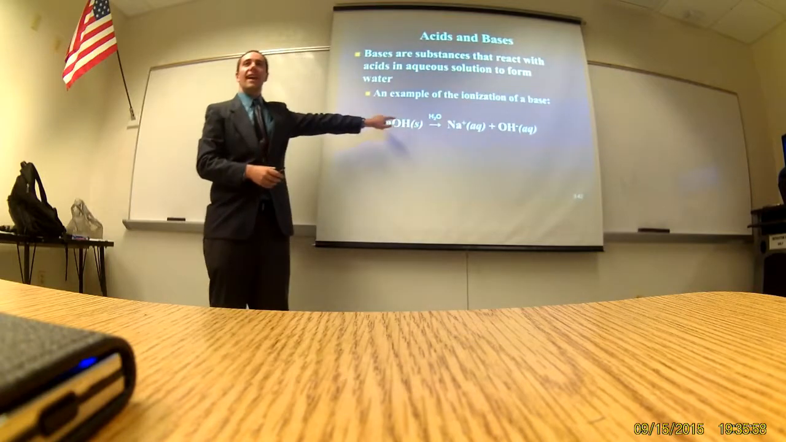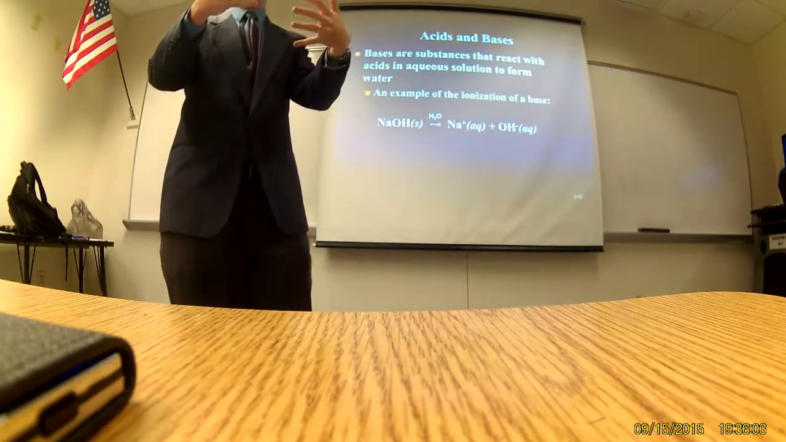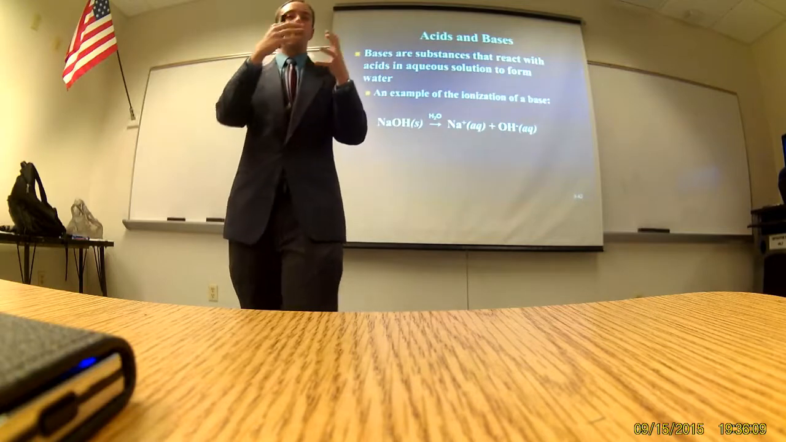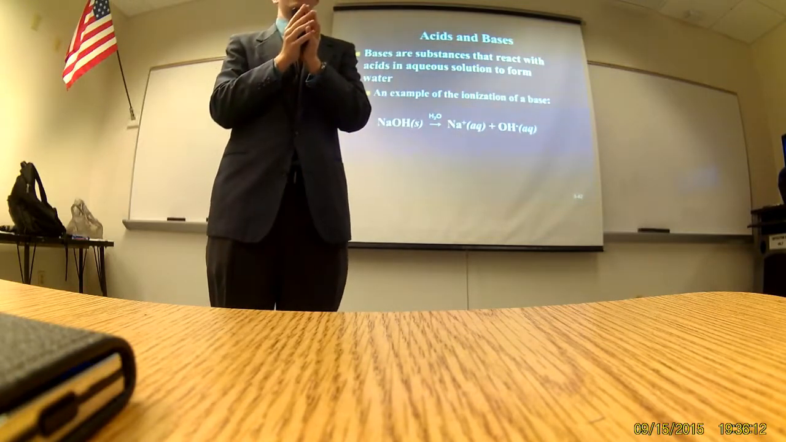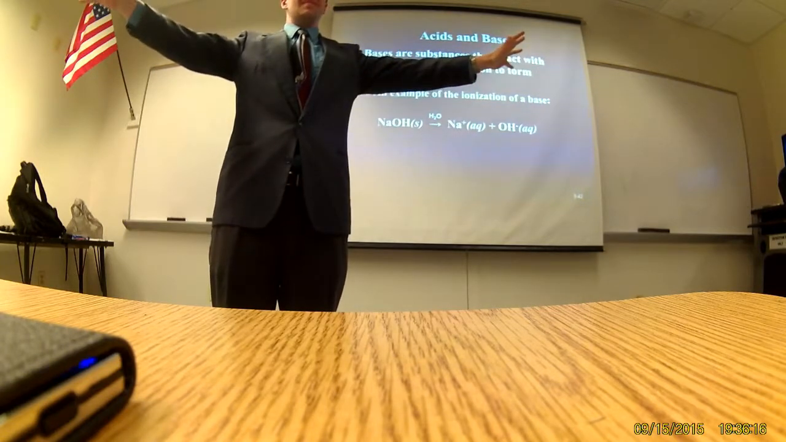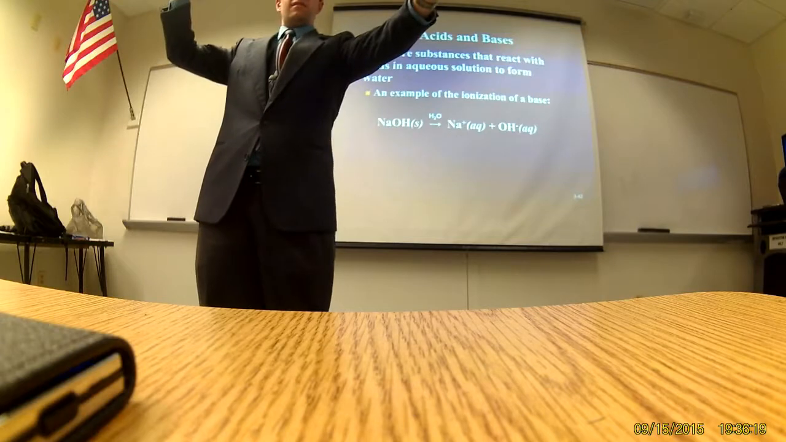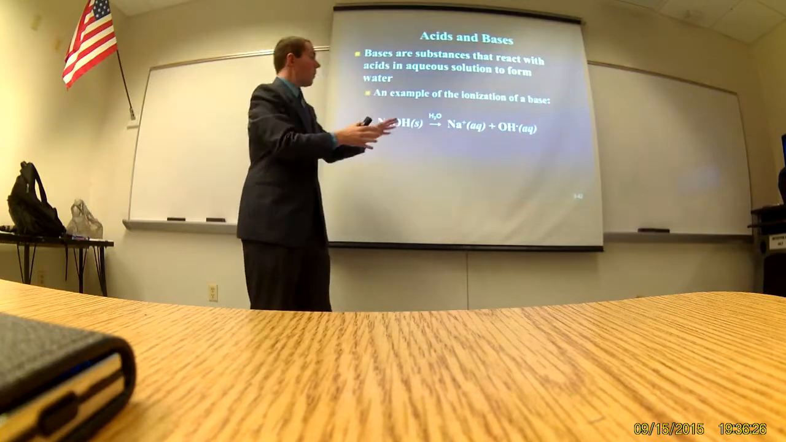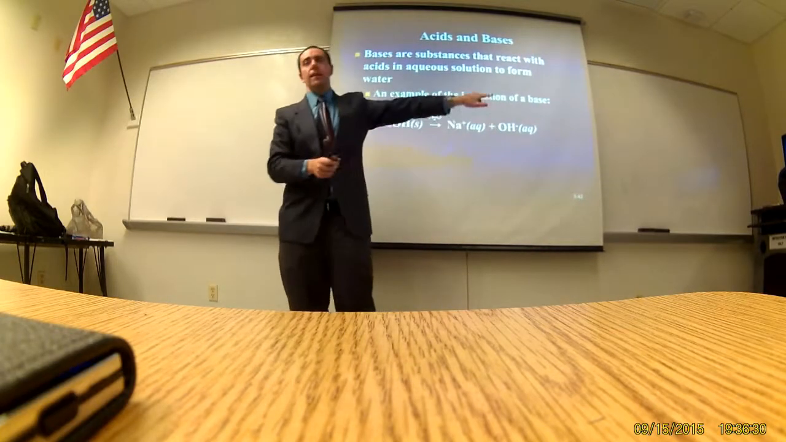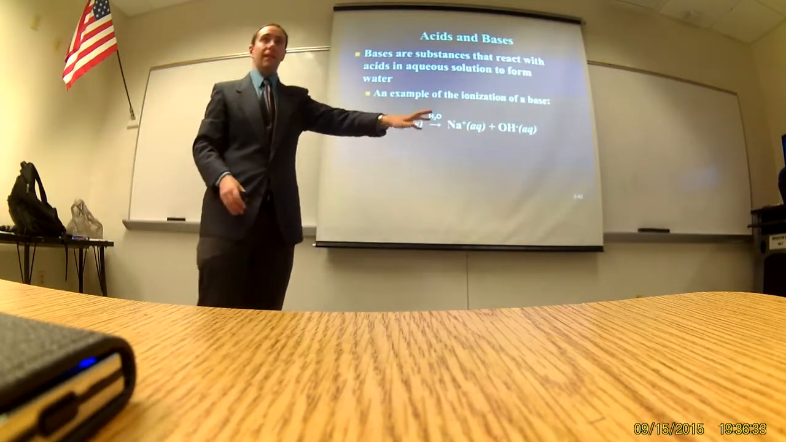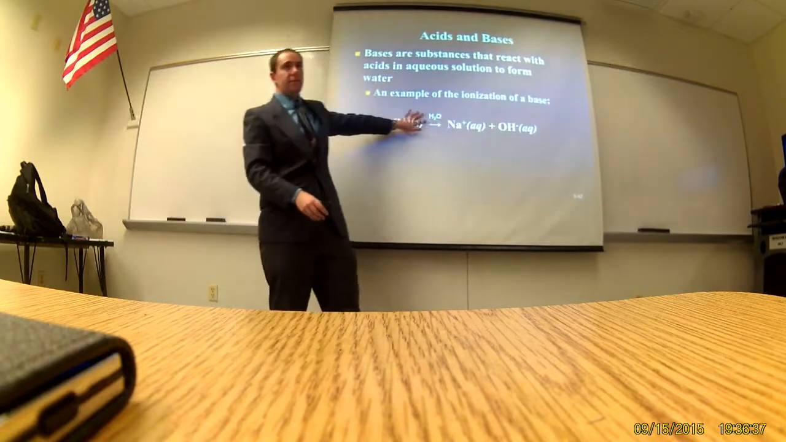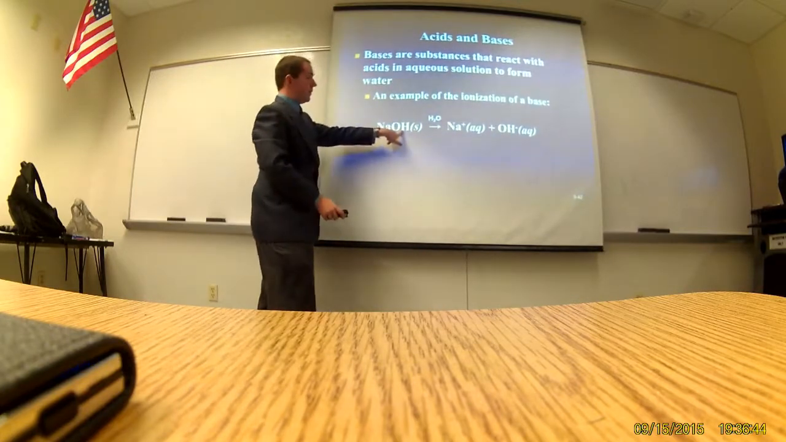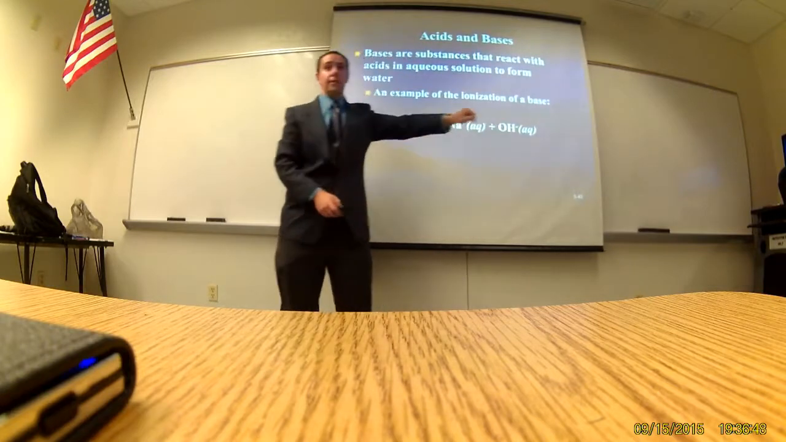So we looked at acid already. When we put hydrochloric acid in water, what ions did it form? Hydrogen ion and chloride. We said what makes it an acid is the fact that it makes a hydrogen ion. What makes a base is a hydroxide ion. Hydroxide ion is on that table. Hydroxide ion is very important because all bases are going to make this hydroxide ion. So this is sodium hydroxide, which breaks apart into sodium ion and hydroxide ion.